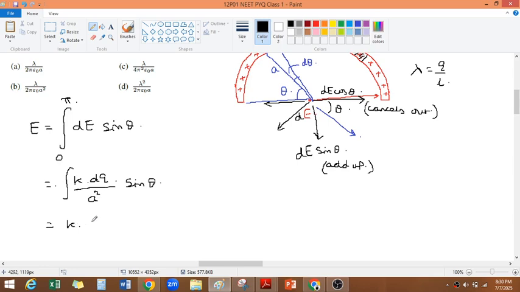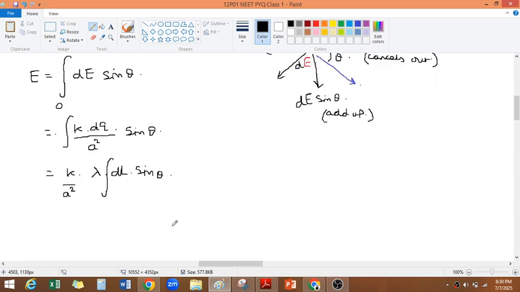So k into lambda into dl. dq can be written as lambda into dl, divided by a squared. I can keep it outside. Even lambda is a constant, so dl sin theta. As I said, we have to integrate from 0 to pi.